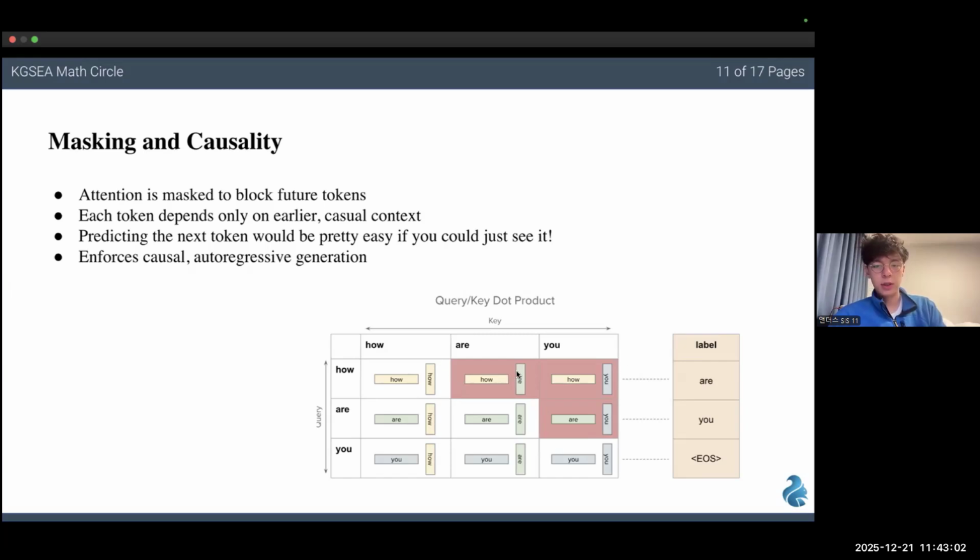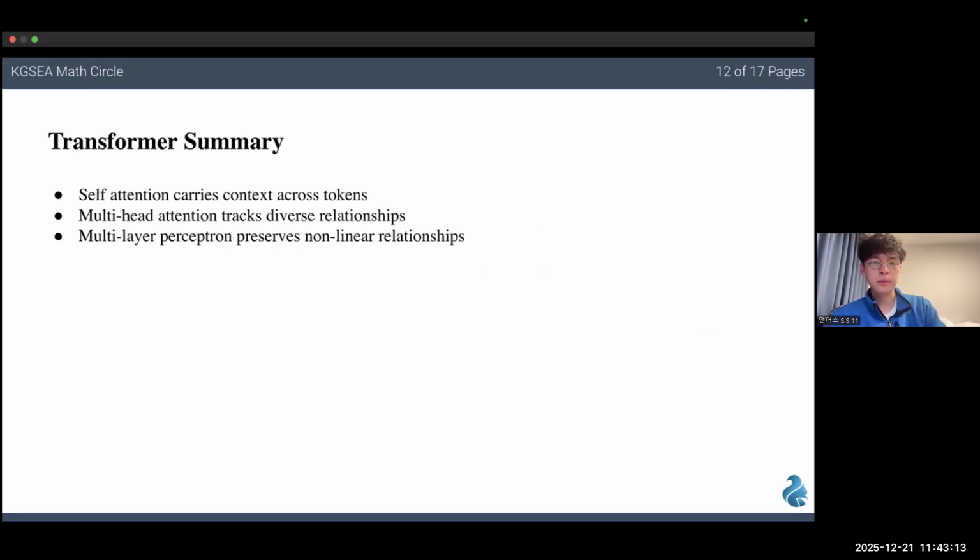And so for the attention generated from these future tokens, there's a specific processing applied to make sure that the attention becomes zero. So we're not paying attention to it. To give a brief summary of transformers: self-attention carries context across tokens, multi-head attention tracks diverse relationships, and multi-layer perceptrons preserve nonlinear relationships.